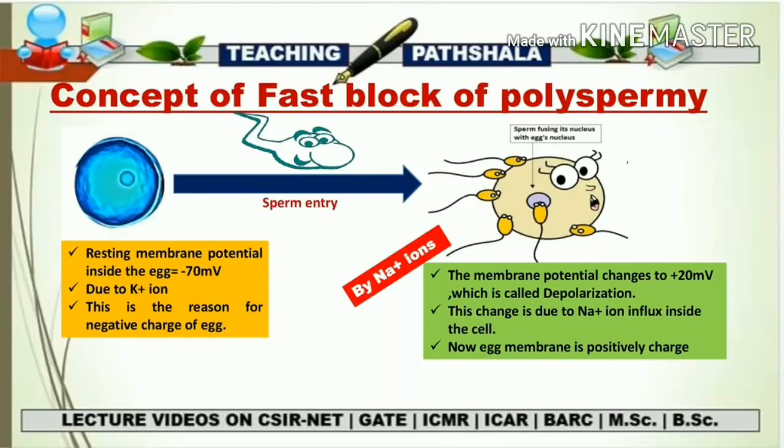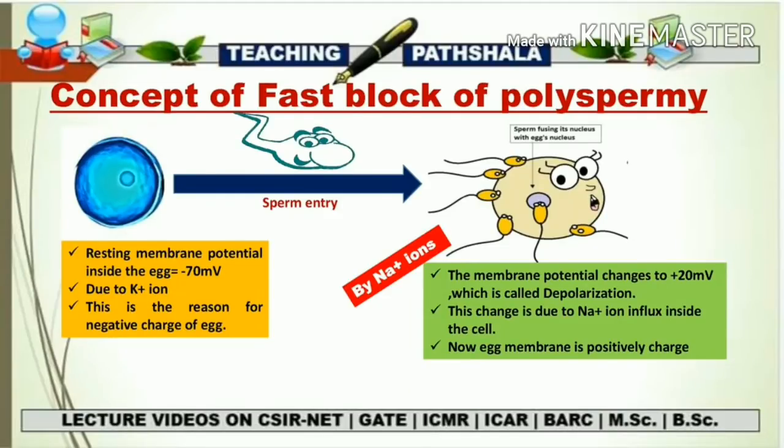Now let's talk about the second condition when the sperm makes an entry inside a cell. Then what happens? The membrane potential changes to plus 20 millivolt, which is called depolarization. This change is due to the sodium ion influx inside the egg cell. Now the egg membrane is positively charged. So initially without the sperm the egg has a negative charge, but after the entry of a sperm the egg is going to have a positive charge due to the positive membrane potential.